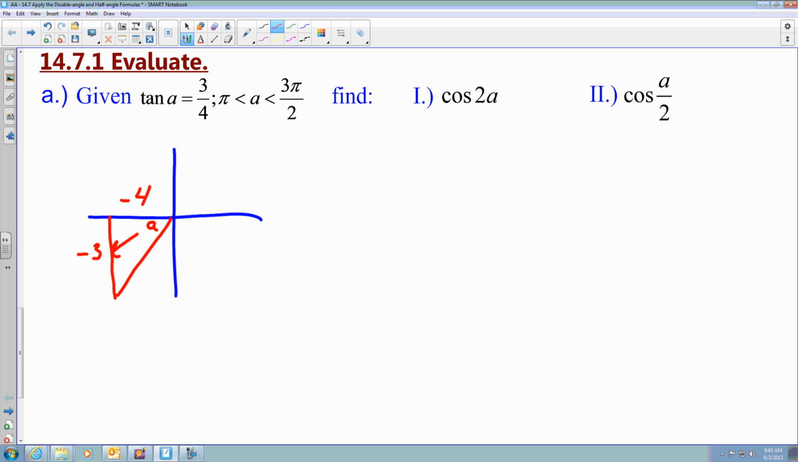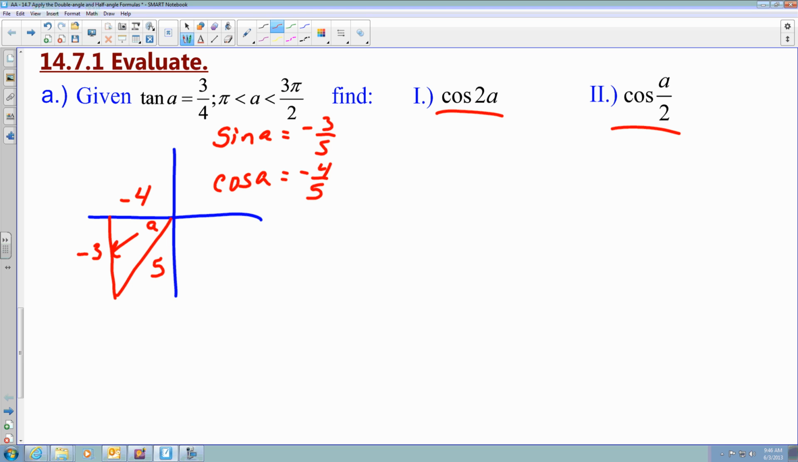To use the double angle and half angle cosine formulas, I still need to find what sine A and cosine A are. First I need to find my hypotenuse. I can use the Pythagorean theorem: a squared plus b squared, so 9 plus 16 equals 25. The square root of 25 is 5. So the sine of A in this case is negative 3 over 5, and the cosine of A is negative 4 over 5. Those are going to help me solve these two values.